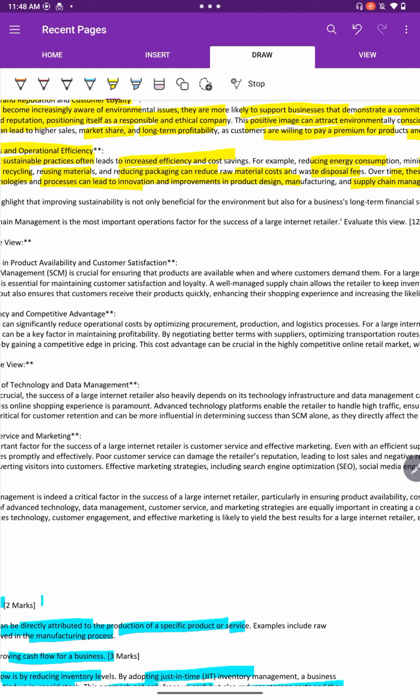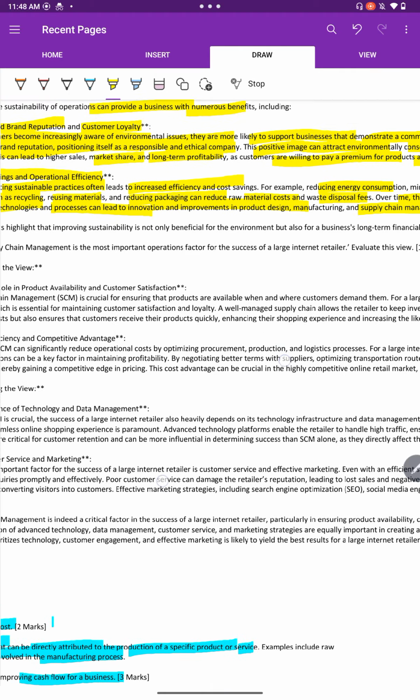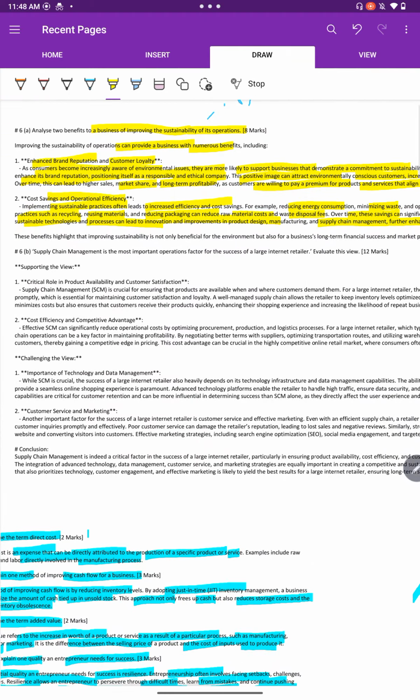Okay, so these are the two benefits of sustainability. Now let's see part B. Supply chain management is the most important operations factor for the success of a large internet retailer. Evaluate this view. Again, I have written the supporting view and the challenging view, and after that I conclude my answer. So first of all, the critical role in product availability and customer satisfaction.